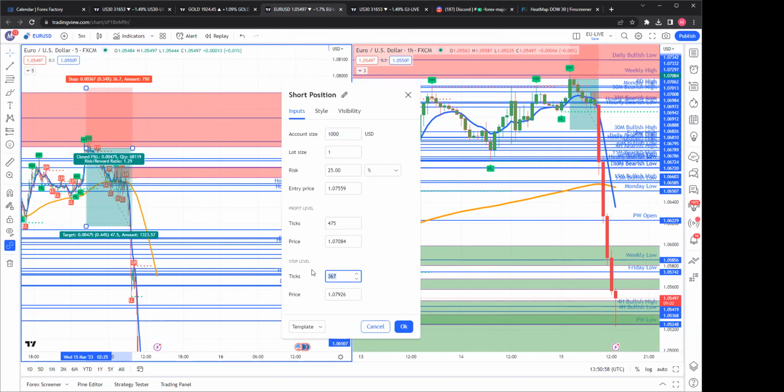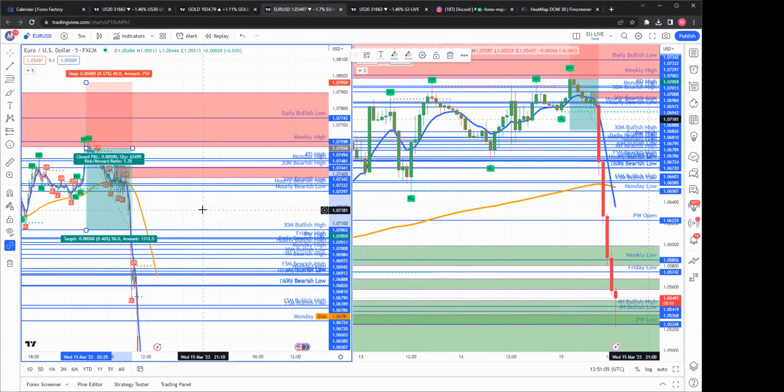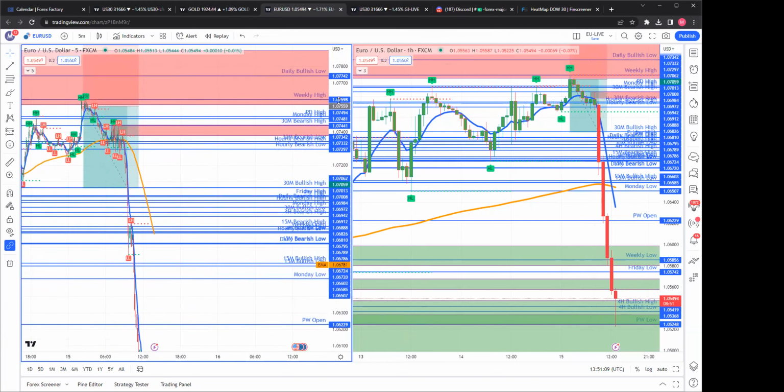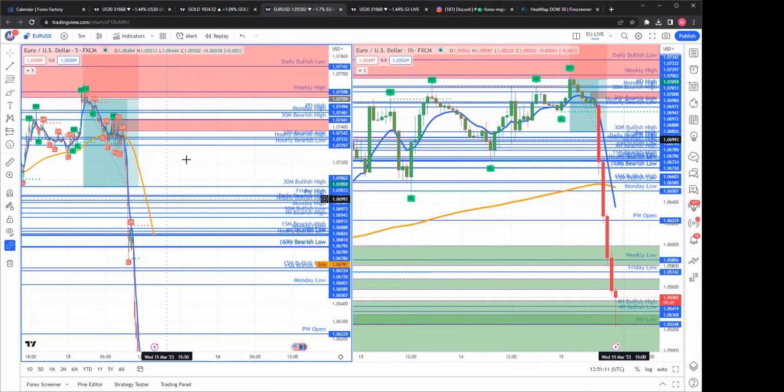So stop loss was 40, take profit 50 pips. I think that's how you calculate. Okay, so that trade went straight into profit, and EU has been melting since then. So ideally we got a sniper entry.